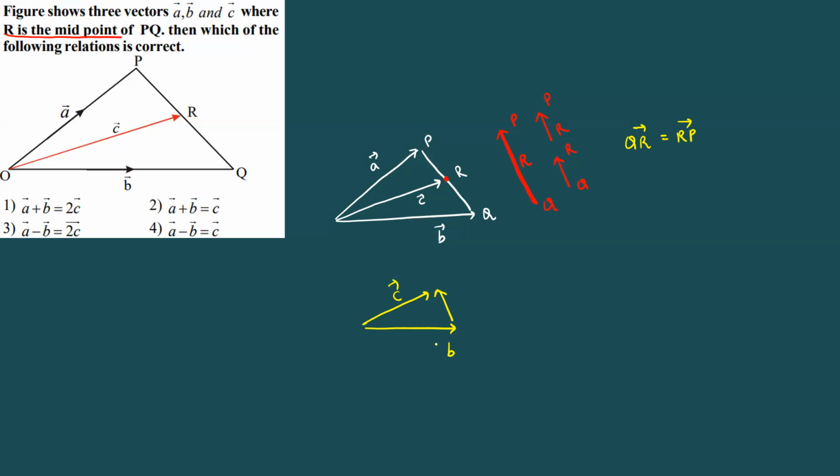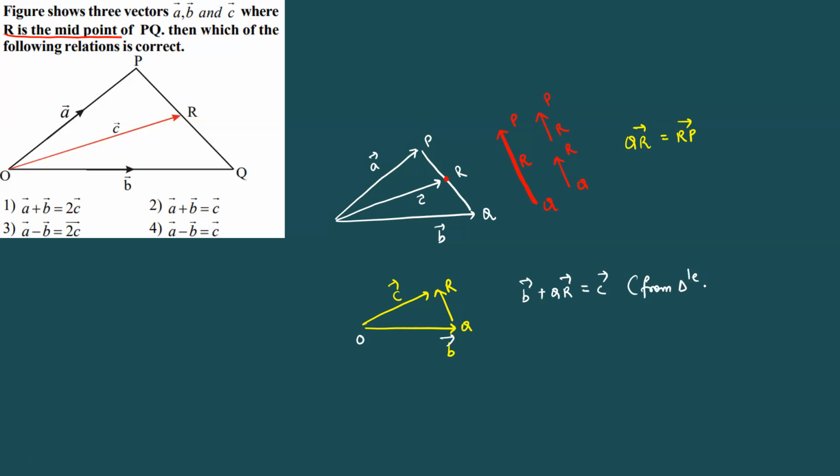This is C vector, this is B vector, this is QR vector. According to triangle law of vector addition, two vectors are taken in the same direction. Which are those? B vector and QR vector are taken in the same direction, and this C vector is taken in the opposite direction. The vector taken in the opposite direction is the resultant of B vector and QR vector. So we can write B vector plus QR vector is equal to C vector, from triangle law.